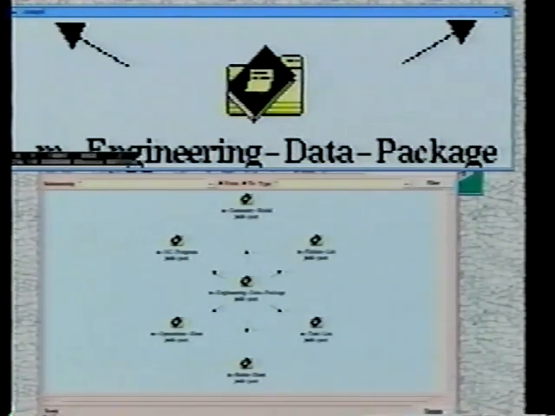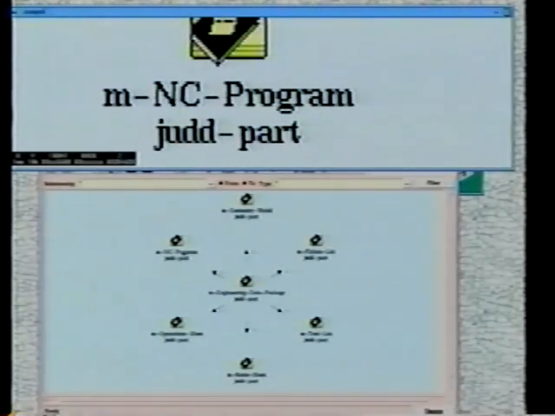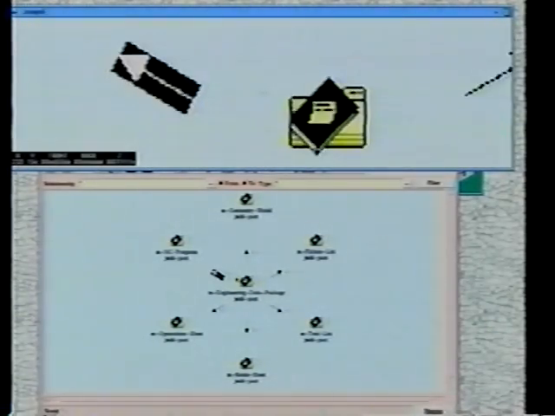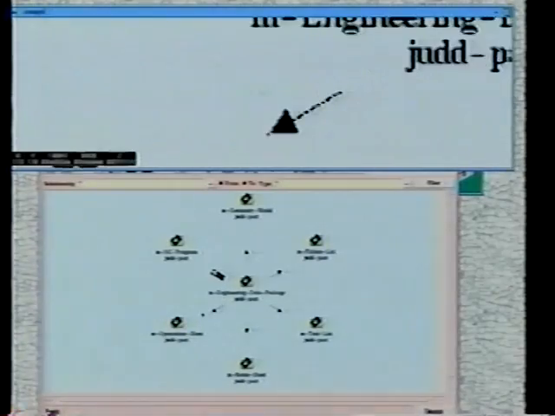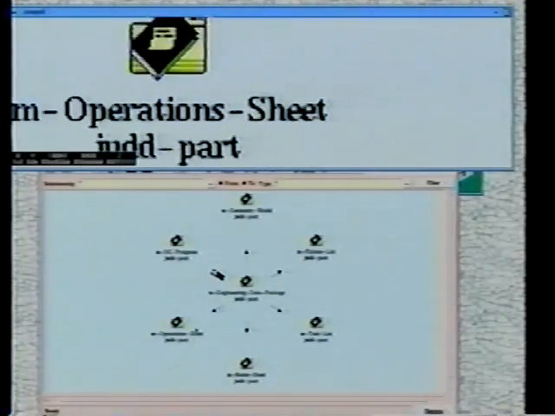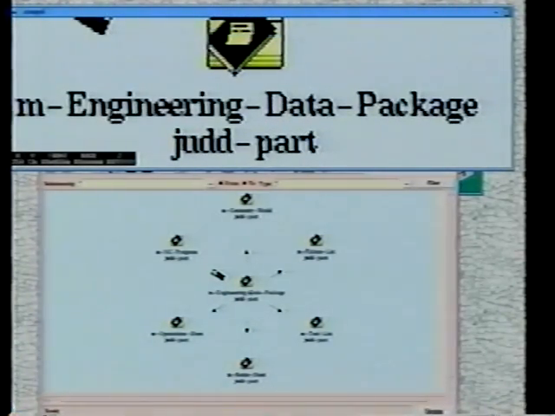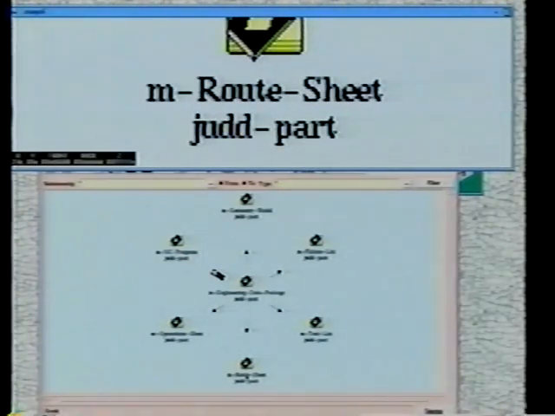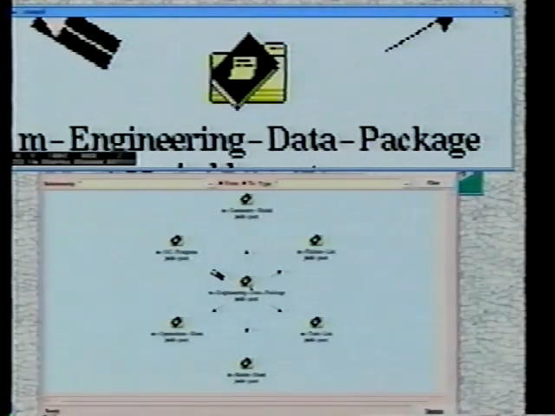The business model implemented in the product data management system for the part is shown. It consists of the tool list, fixture list, NC program, route sheet, geometry model, and the operation sheet.